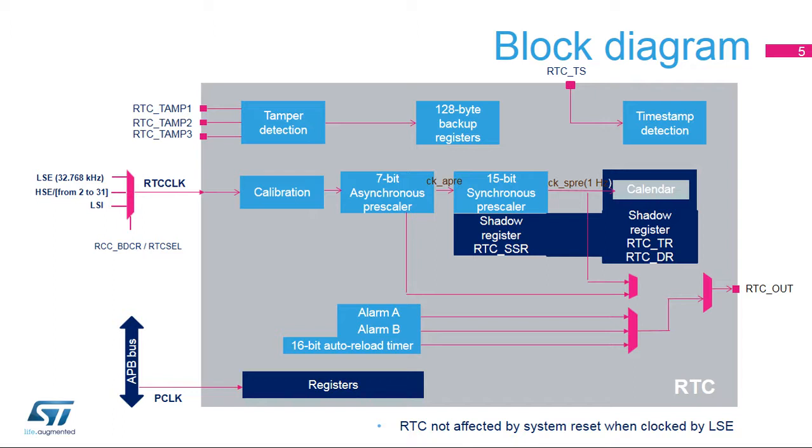The sub-second register resolution is defined by the CKAPRE frequency. By default, it is 256 Hz. The SSR register resolution is increased by reducing the asynchronous prescaler value. The asynchronous prescaler can also be bypassed. In this case, the sub-second register resolution is defined by the RTC clock frequency.